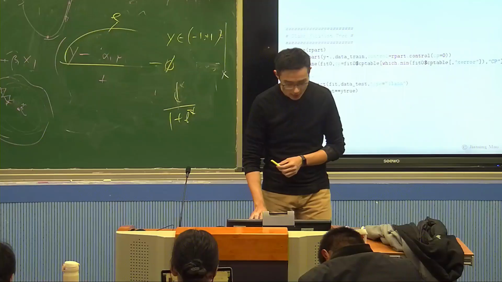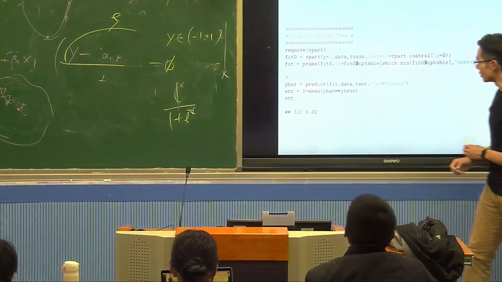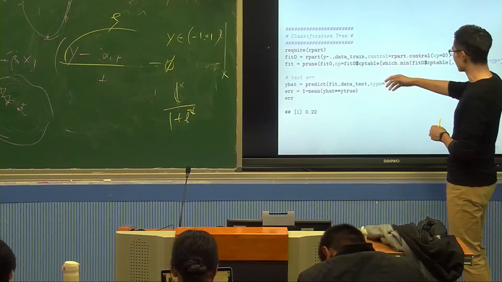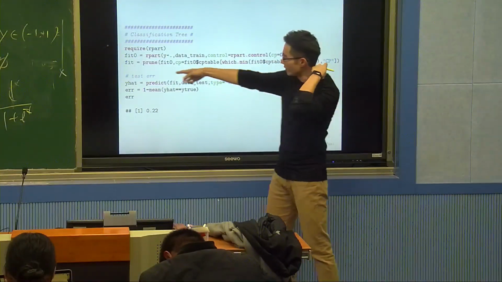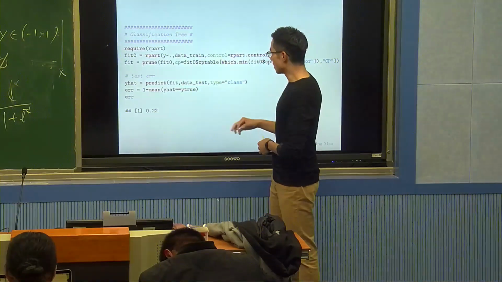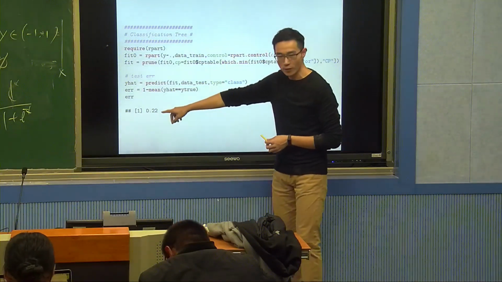Let's do a tree. Okay. So we fit a tree using our function. We first grow a large tree, and then we prune it back, and our final error is 0.22. Not too bad.